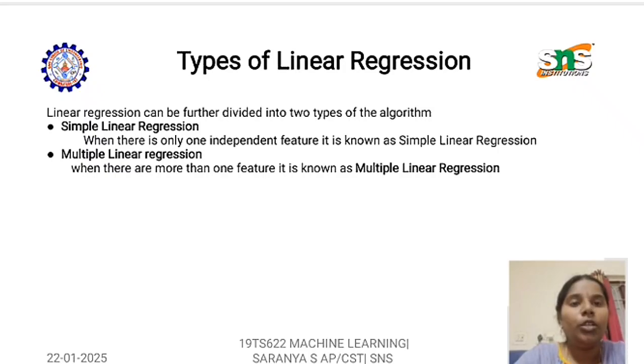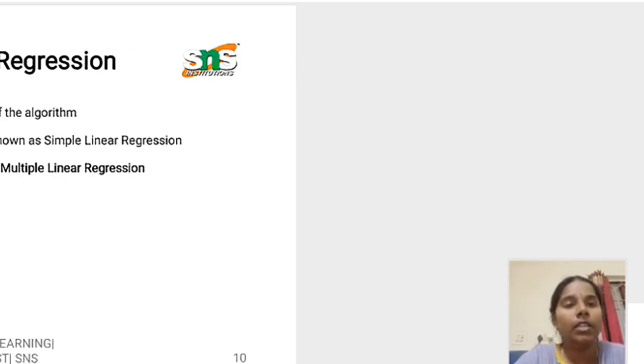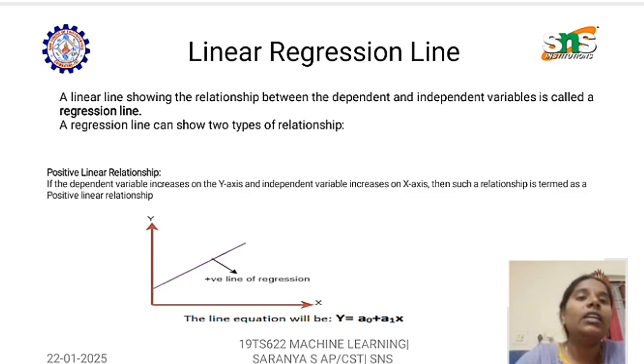Next we continue with the types of linear regression. There are two types of linear regression algorithm: one is simple linear regression, and the second one is multiple linear regression. Then the linear regression line: the relationship between the dependent and independent variable is called the regression line.